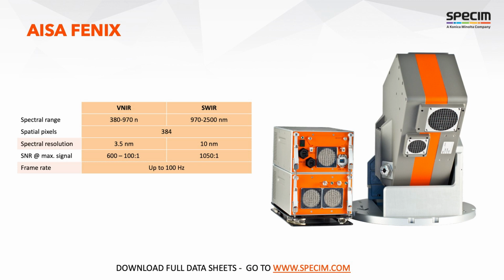We have a second product actually for this spectral range, which is the Phoenix. Phoenix covers the full spectral range from 400 to 2500 nanometers, meaning encompassing also the SWIR spectral range. So it has 384 spatial pixels for both channels. You have the VNIR and the SWIR channel, and still they are merged optically. Spectral resolution depends on the spectral range, 3.5 or 10 nanometers with different SNR. It could be used at 100 frames per second.